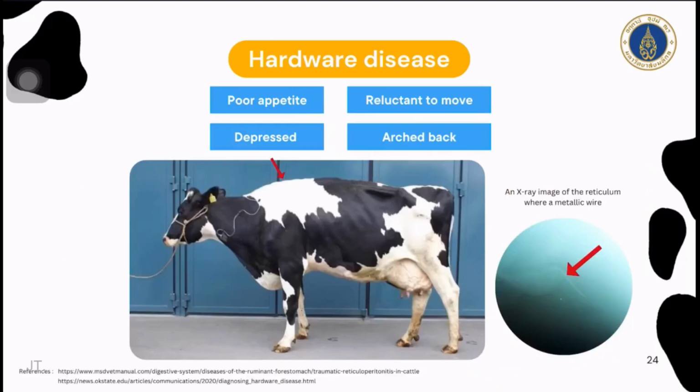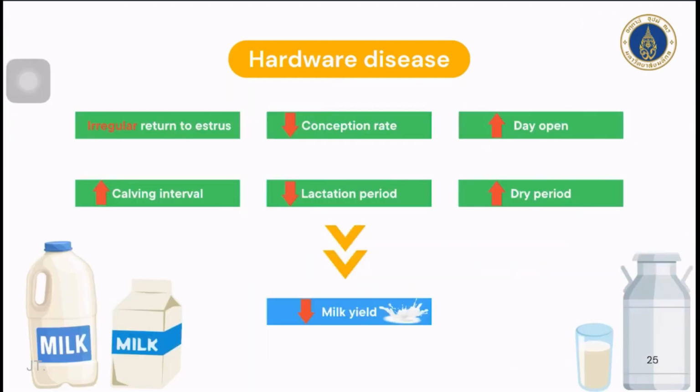If the cow has hardware disease, you may notice that the cow has a poor appetite, is depressed, reluctant to move, and has an arched back, like this in the picture. An X-ray, ultrasound, and analysis of serum protein can help confirm a diagnosis of hardware disease. Hardware disease causes irregular return to estrus, low conception rate, extended days open, extended calving interval, decreased lactation period, and increased dry period. Eventually, milk yield will decrease.